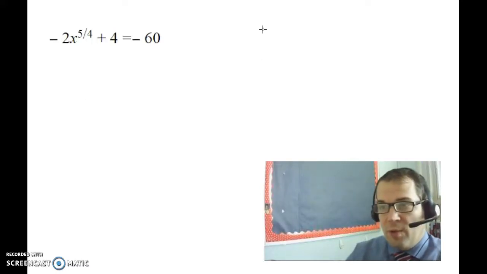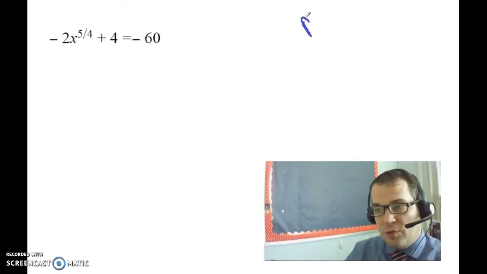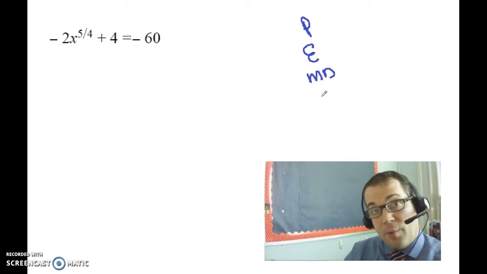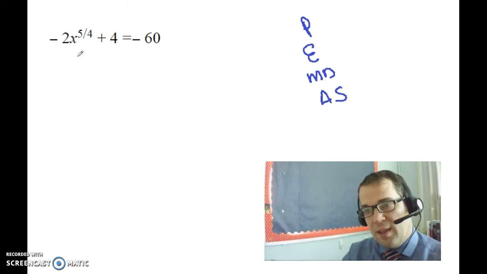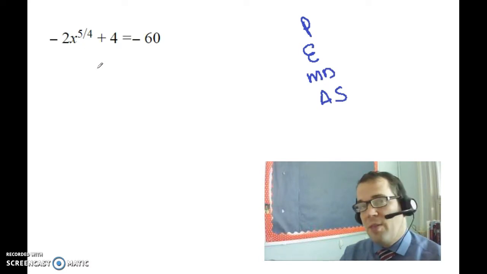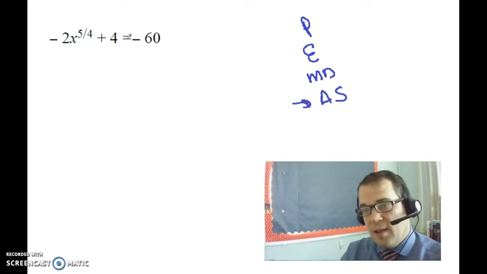We have an equation with a rational exponent. We're going to always, of course, try to start off with our order of operations in reverse. So as I look at this unknown, I'm looking to see if there's anything on this side of the equation that needs to be either added or subtracted. I see this positive 4. I'll get rid of that first by subtracting 4 from both sides.